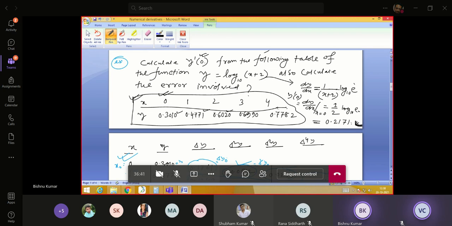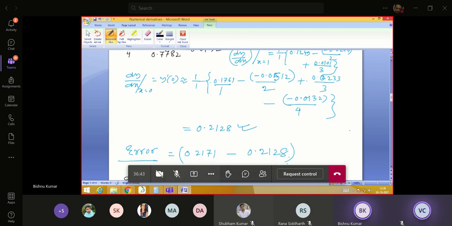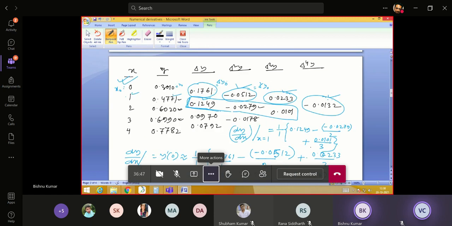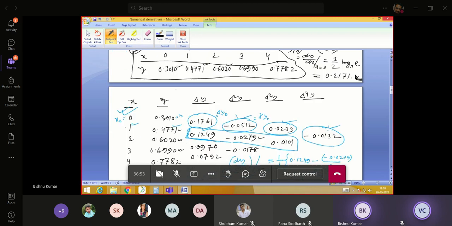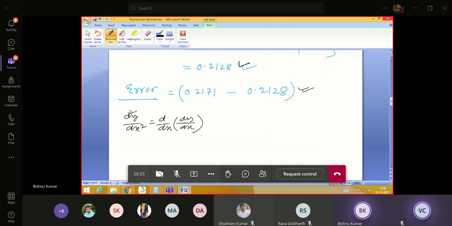From the exact value, whatever the value from the formula you will get here, you just subtract, that is the error. Okay. So calculate the error involved. That error is that much. Now the question is clear. Now the second thing I would like to mention: you just calculate the second derivative.